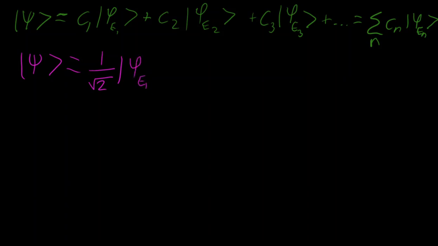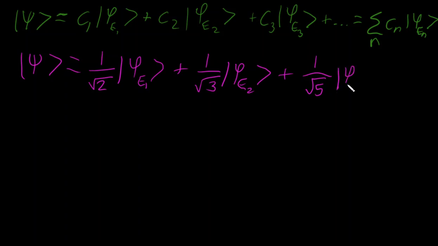Phi sub E1 plus 1 over root 3 phi sub E2 plus 1 over root 5, right? Because then if we square that, we'll get 1/5, which is 20%, times phi sub E3. And this would be actually the full complete state vector.